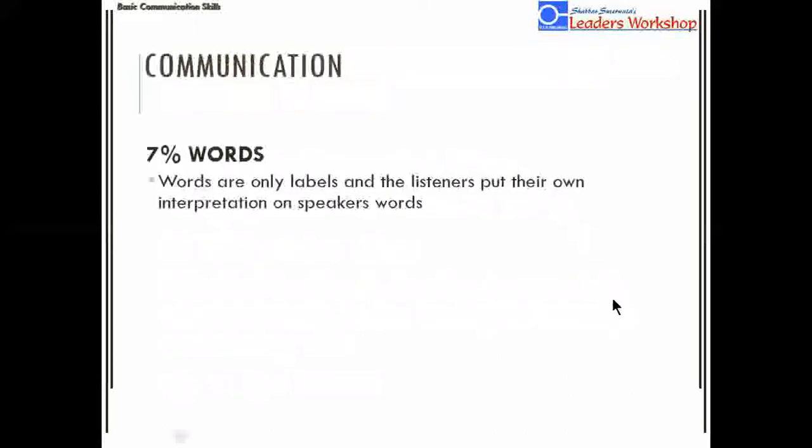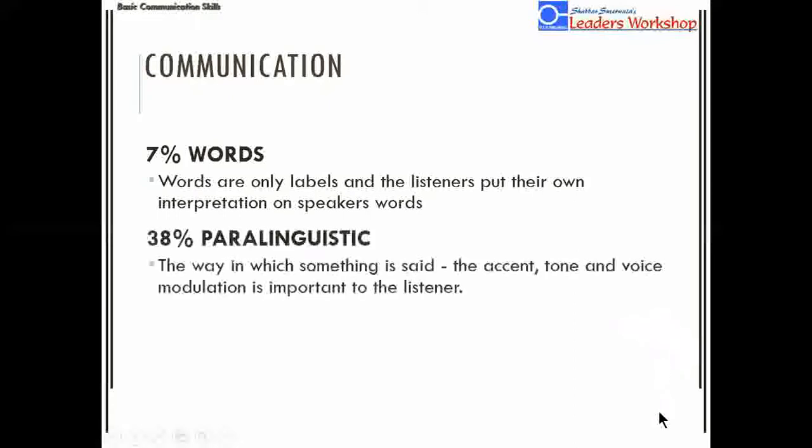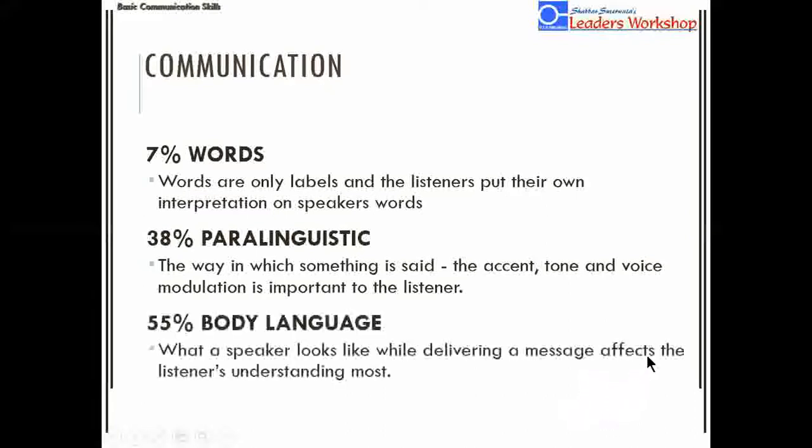So 7% words are only labeled and the listeners put them in their own interpretation of the speaker's words, right? Then 38% are paralinguistic, the way in which something is said, the accent, tone, voice, modulation is important to the listener. Then 55% body language, what a speaker looks like while delivering a message affects the listener's understanding most.